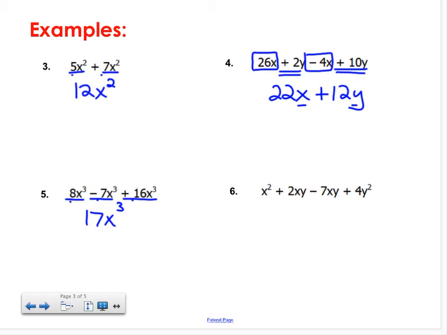Moving on to number 6. Let's see what we have in common here. Any like terms? Well, I see one term with an x squared. I don't see any others.